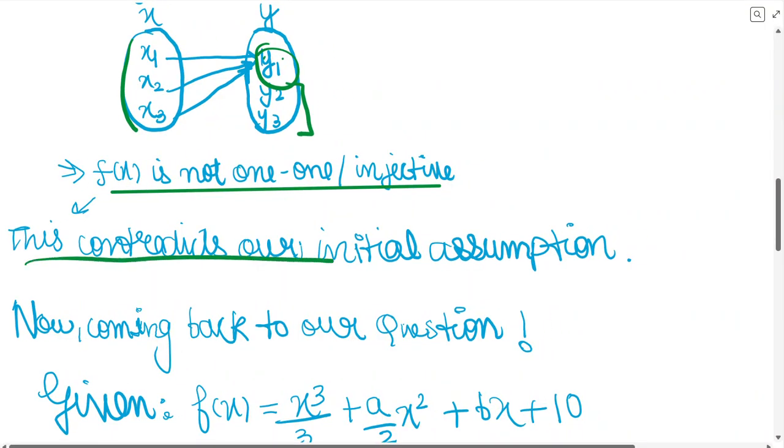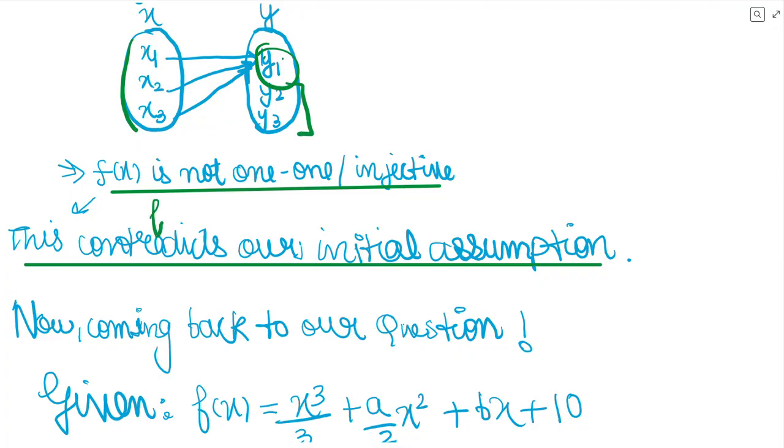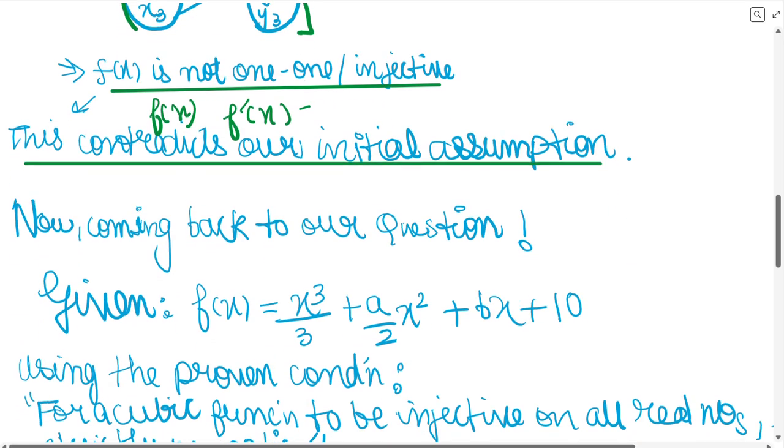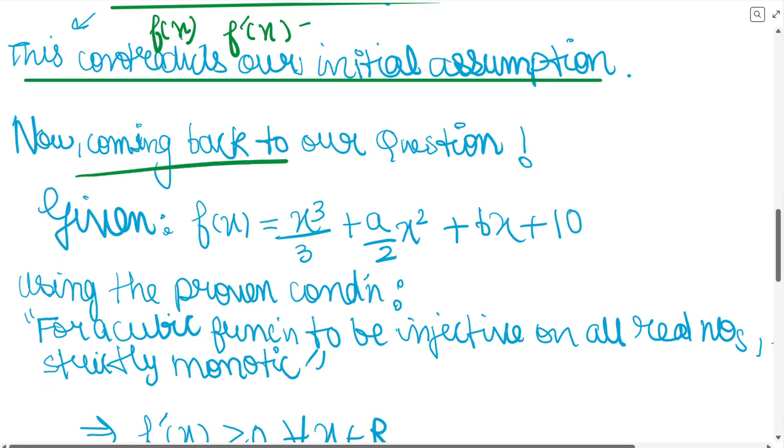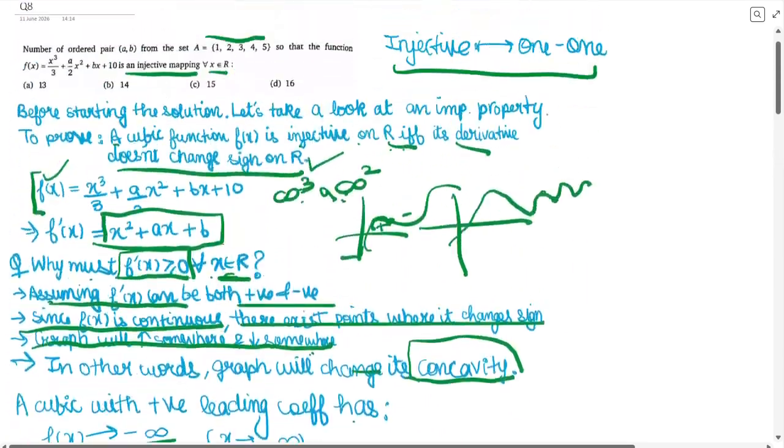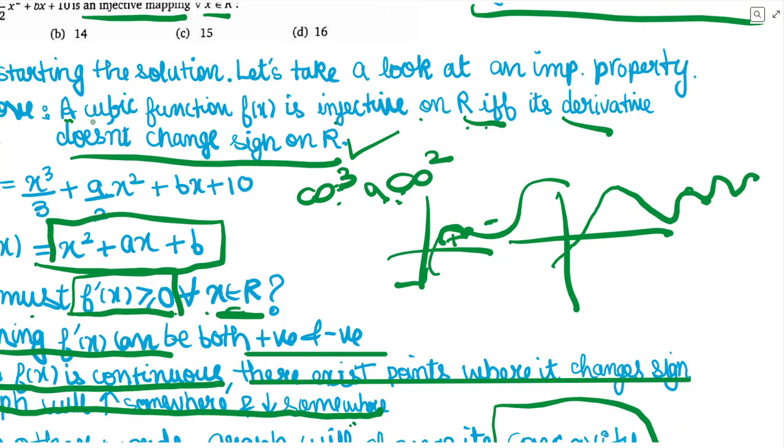So this contradicts our initial assumption. We assumed initially that the function is injective. Now we are saying that if f'(x) changes its sign, the function is not able to remain injective, which contradicts our initial assumption. Okay, so now coming back to our question. Before coming back, I'll again read the statement and now it will make sense to you. A cubic function f(x) is injective on R if and only if its derivative doesn't change sign on R. Now you get the point. The derivative cannot afford to be changing its sign.